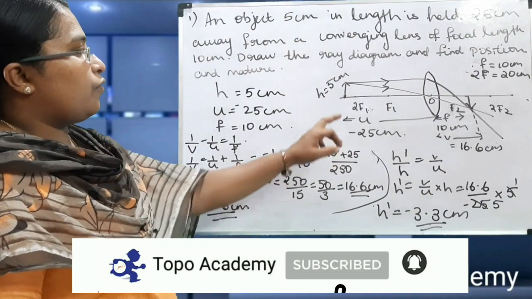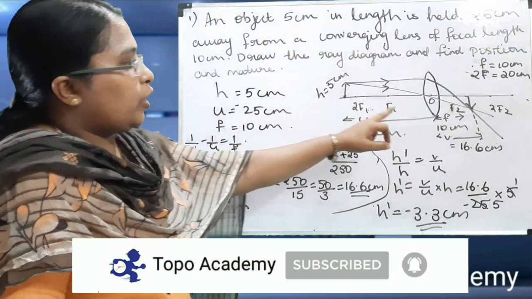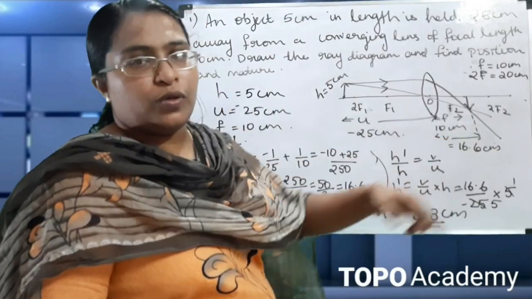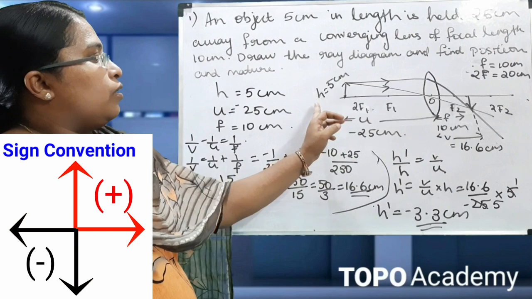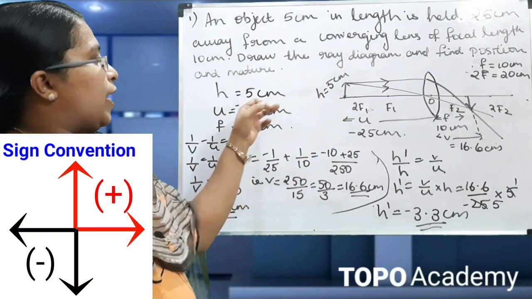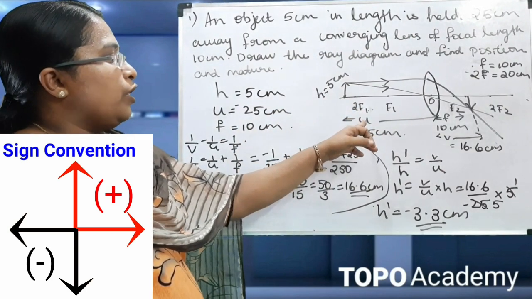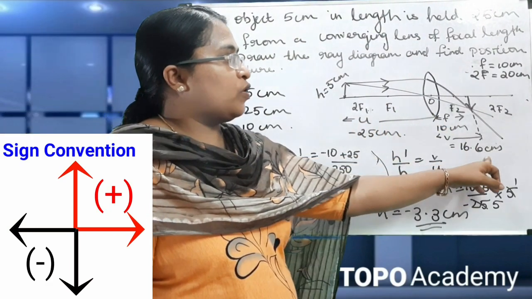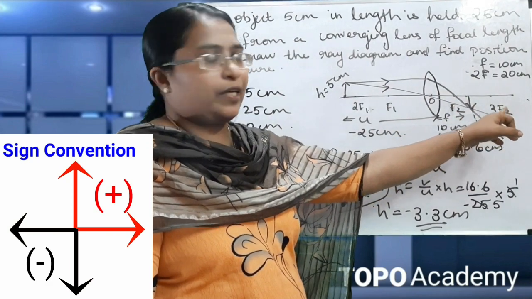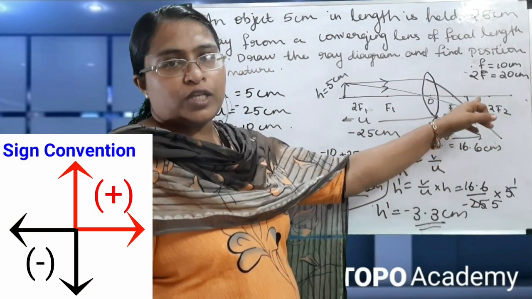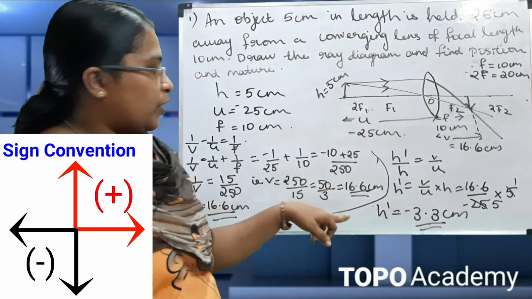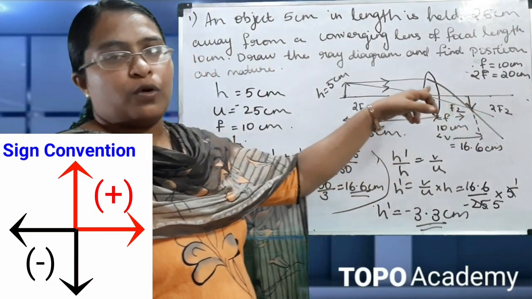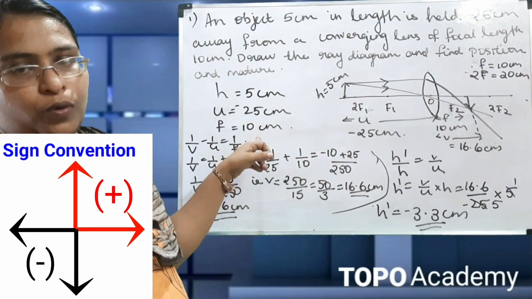So this is the diagram for this one. We are placing the object beyond 2F1, so the image is formed real and inverted, between F2 and 2F2. Here h is positive because it is in the upward direction. U is negative because it is on the left side of the optic center. V is positive because the image is formed on the right side of the optic center. The image formed is real and inverted, so it is in the downward direction, so the value of h dash is negative. The focal length is on the right side of the optic center, so the sign for the focal length is also positive.